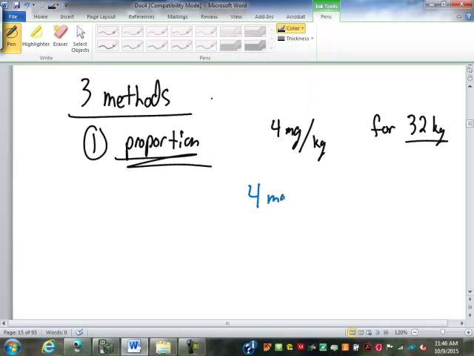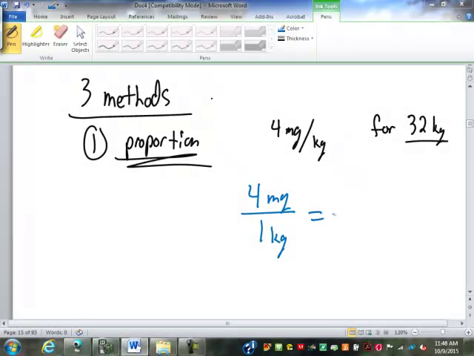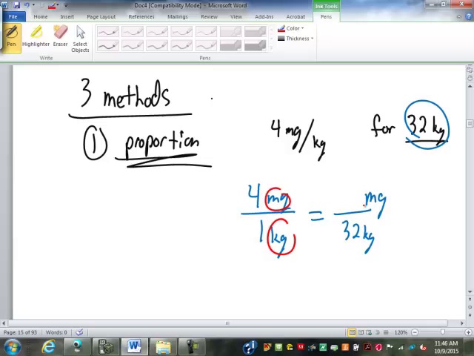Well, 4 milligrams per kilogram becomes 4 milligrams over 1 kilogram. And we want to know how much medication to administer to the patient. Well, we have the 32 kilograms, so we still have that amount. We just want to know how many milligrams to administer, so we still have the same units. We have milligrams and kilograms, and we're working with milligrams and kilograms. So we're not changing the units, we're just changing the size of the numbers.